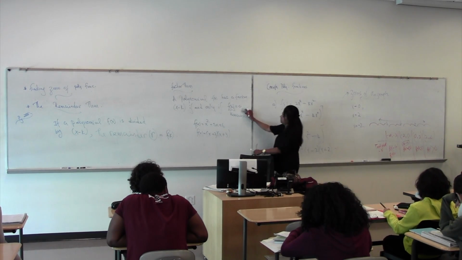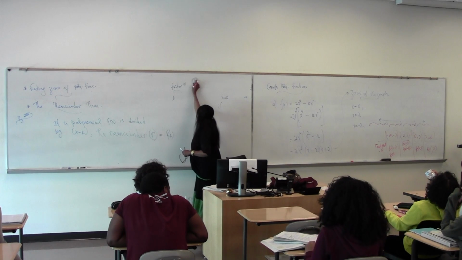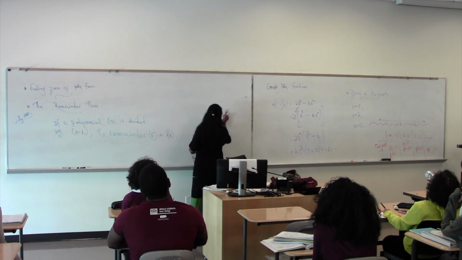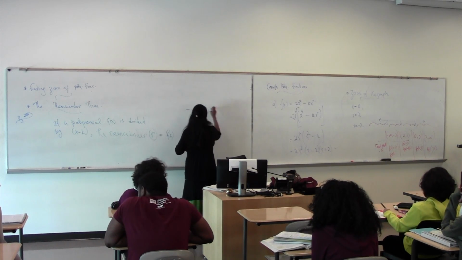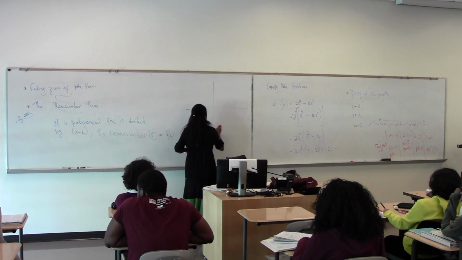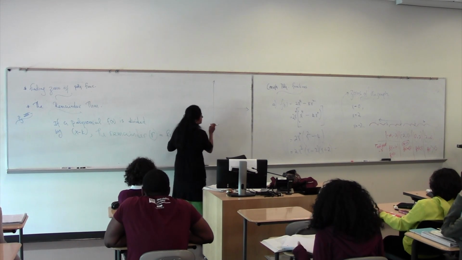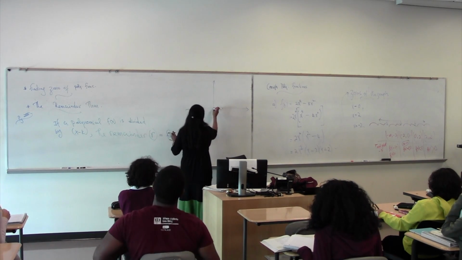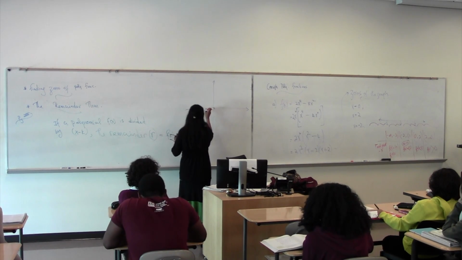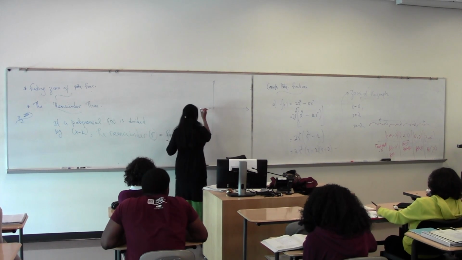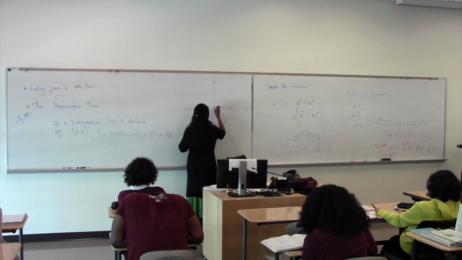So let me put this graph here fast. First we are going to get the x-intercepts. What are the x-intercepts? 0, negative 2, and positive 2. This is where the graph is going.